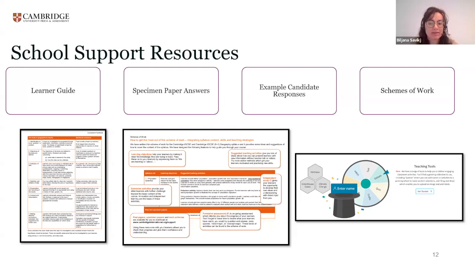Next, specimen paper answers will also be available from July 2025. We provide specimen paper answers with responses written in the style of a Cambridge candidate, as well as examiner comments to demonstrate high-level answers. These will be used together with our specimen papers, as well as mark schemes, so you can familiarize yourself with the overall assessment approach.